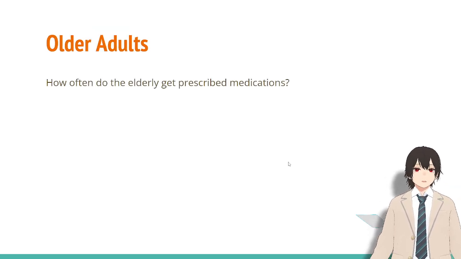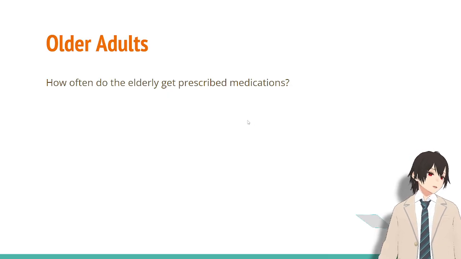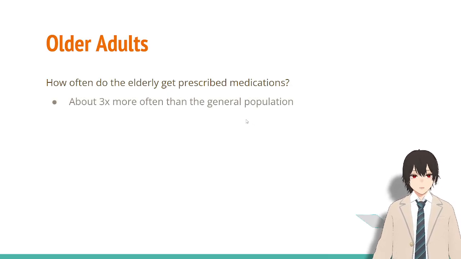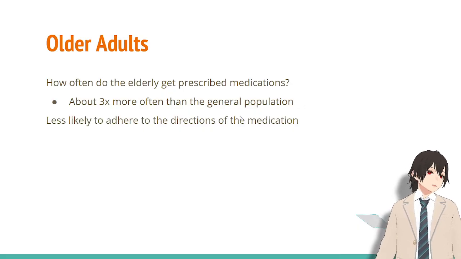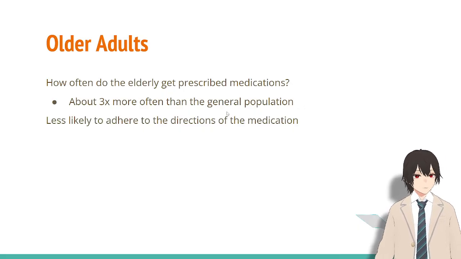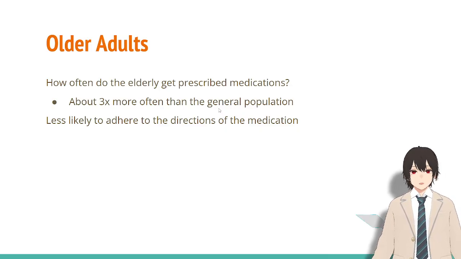Okay, now elderly adults. They often get prescribed medication at a rate 3 times higher than the general population, and they're also less likely to adhere to the directions on medication. Whether that is due to education barriers, financial barriers, or other socio-economic determinants of health, they all put older adults at greater risk for adverse drug effects.